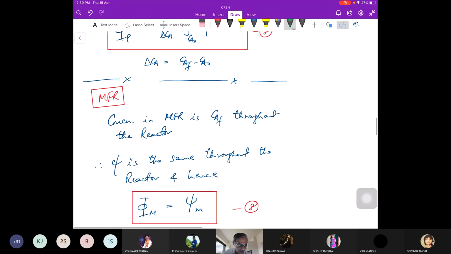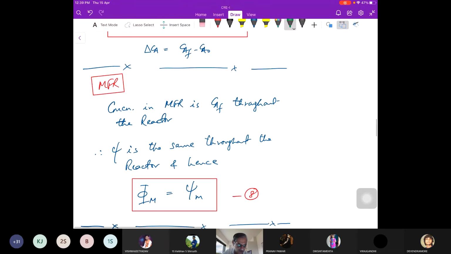Okay. So now take the mixed flow reactor. For plug flow and mixed flow, the concentration in the reactor is CA throughout the reactor. This is for an ideal reactor. That means psi is the same throughout the reactor. Right? If mixing is perfect, then CA concentration has to be the same throughout the reactor. So everywhere concentration has to be the same. So the value of psi has to be the same, and that will be the overall value of overall fractional yield. That is, phi for a mixed flow reactor is equal to psi for a mixed flow reactor.